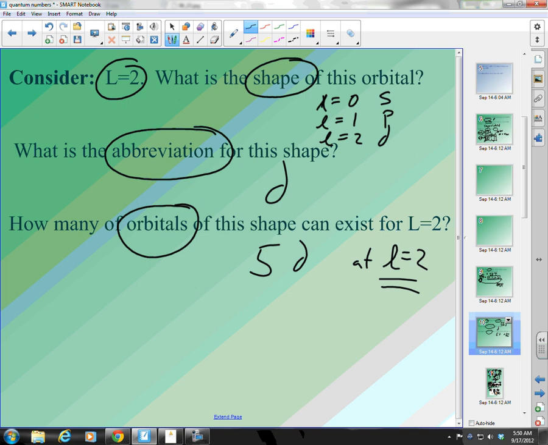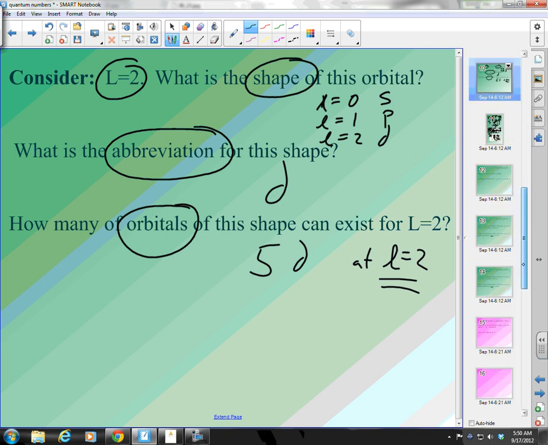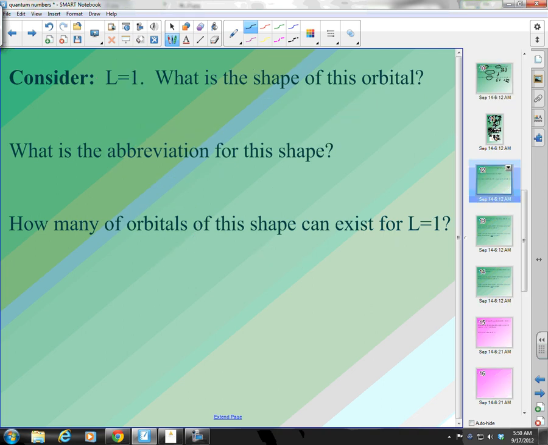Okay? Good. All right, let's see if you can do this. There you go. L is equal to 1. What is the shape of this orbital? What is the abbreviation for this shape? How many of these orbitals can exist for L equals 1? All right, pause me and answer the question.